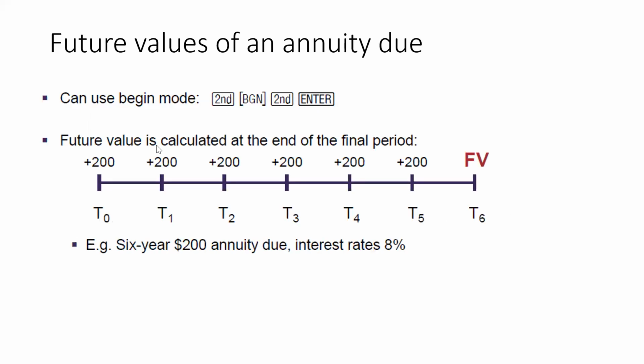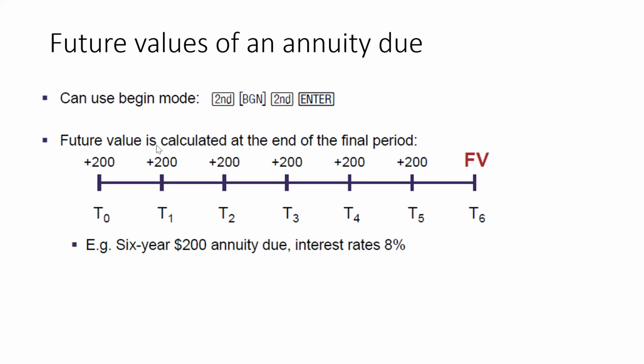Next slide, the future value of an annuity due. So in these previous slides, we were doing ordinary annuities. Now we're doing annuity due. So we're going to be using begin mode. Here we just have a timeline to help make it easier to visualize. So future value is calculated in the final period. That's just showing us that it's going to be at the end of the period, not at the beginning, right?